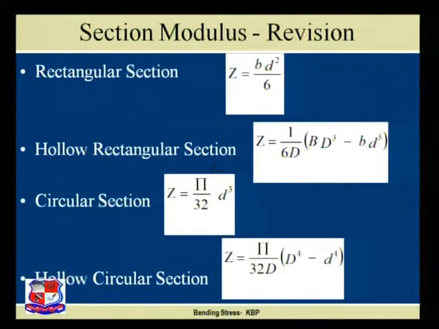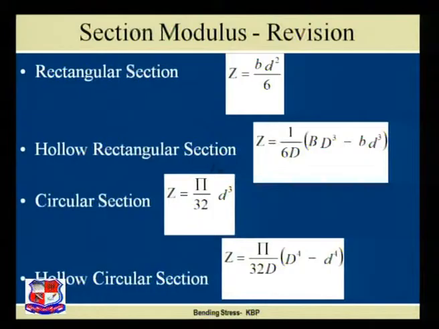For rectangular section, Z is equal to BD square by 6. For hollow rectangular section, Z is equal to 1 by 6D bracket capital B capital D cube minus small b small d cube, where capital B and capital D are the outer dimensions of the section, while small b and small d are the inner dimensions of the section.